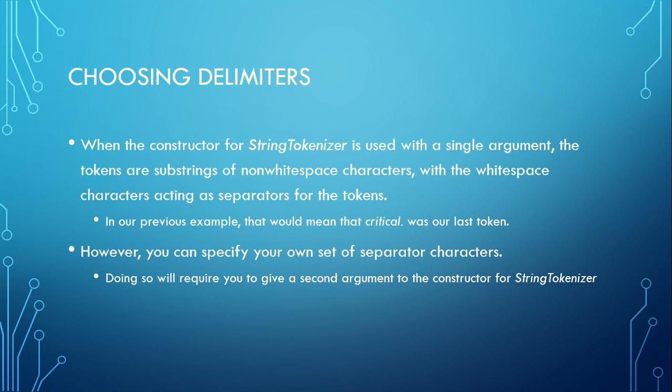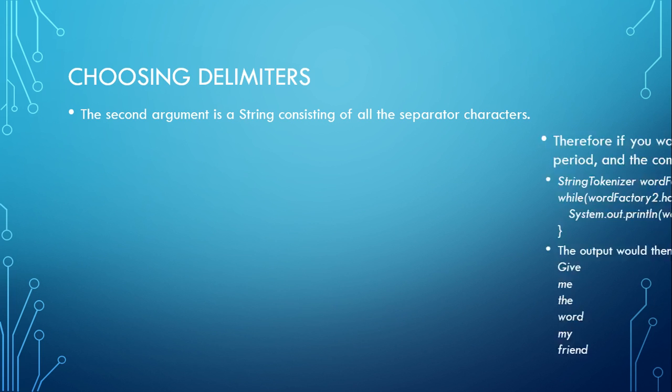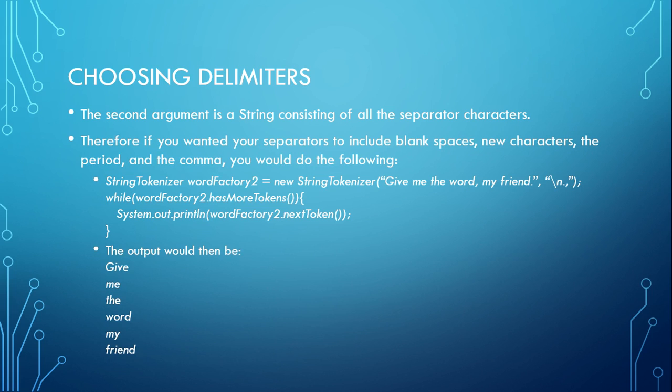And this is because we didn't specify the characters that we want. By default, it's just the whitespace character. A period is not a whitespace character. If we want to specify our own set of characters, it's going to require us to give a second argument to the constructor for StringTokenizer. The second argument is a string. This is how we're going to set it up. It's a string consisting of all the separator characters. Therefore, you want your separators to include blank spaces, new line characters, period, comma, whatever you want as your separators.